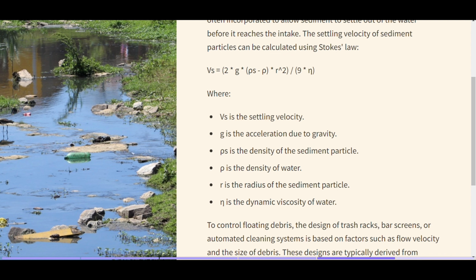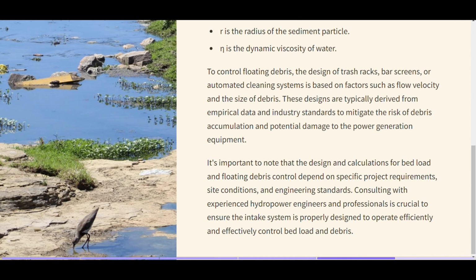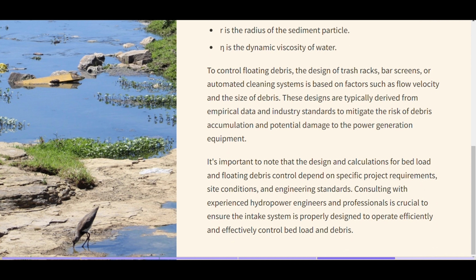To control floating debris, the design of trash racks, bar screens, or automated cleaning systems is based on factors such as flow velocity and the size of debris. These designs are typically derived from empirical data and industry standards to mitigate the risk of debris accumulation and potential damage to the power generation equipment.